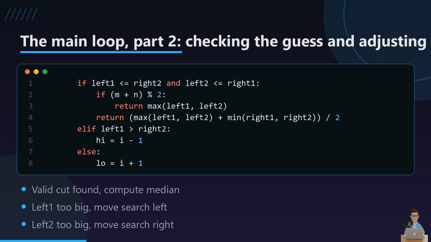If left 1 turns out too big, that means we included too many elements from nums1 on the left, so we nudge our guess smaller. Otherwise, we nudge it bigger. This is exactly the same narrow-it-down idea from binary search, just applied here.